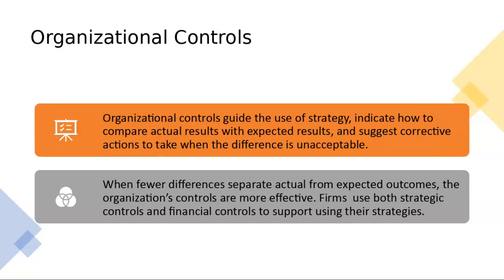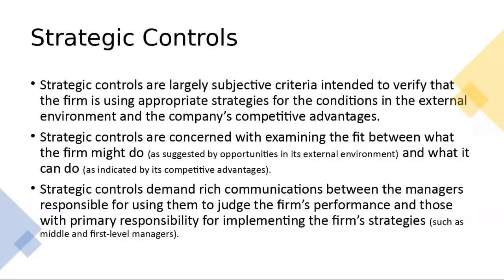Firms use both strategic controls and financial controls to support their strategies. So let us look a little bit at strategic controls. They are largely subjective criteria intended to verify that the firm is using appropriate strategies for the conditions in the external environment and the company's competitive advantages. Strategic controls are concerned with examining the fit between what the firm might do and what it can do. Strategic controls demand rich communication between managers responsible for using them to judge the firm's performance and those with primary responsibility for implementing the firm's strategies.